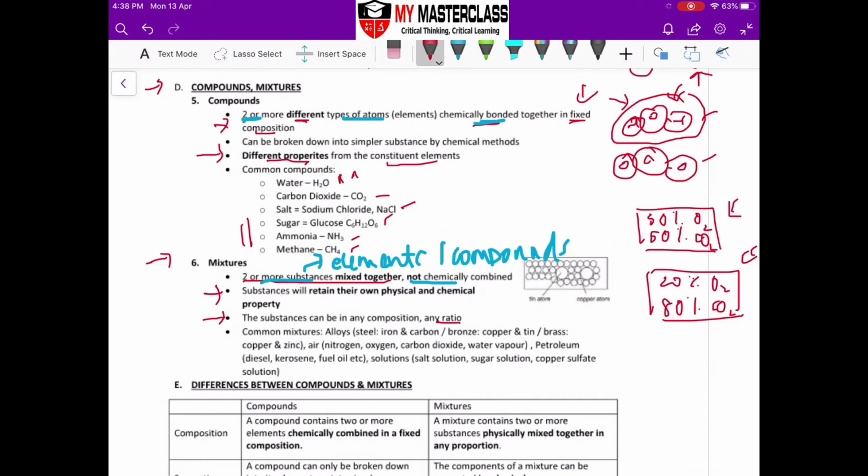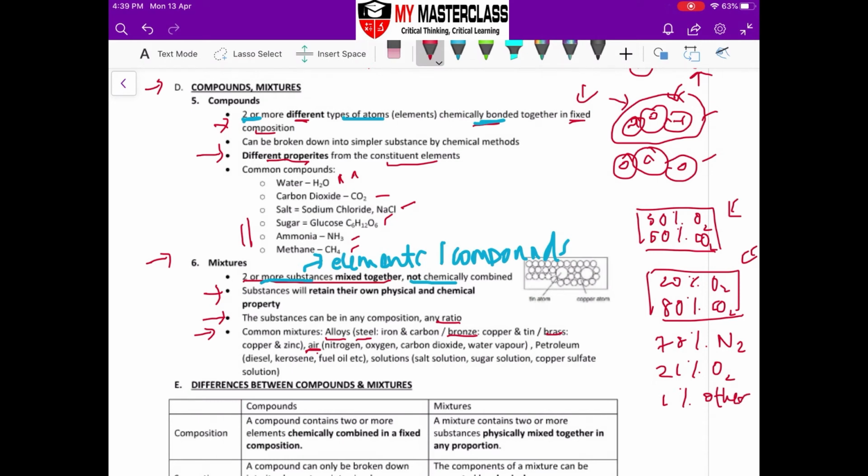Okay, common examples of mixtures we have to know, really very important under our syllabus. We need to know the alloys. Alloys are a mixture of metal and another element. So common alloys, we have steel, we have bronze, and then we have brass. Please note the surrounding air is also a mixture. Air is actually made from 78% nitrogen, 21% oxygen, and then the remaining 1% is other gases like carbon dioxide, water vapor.